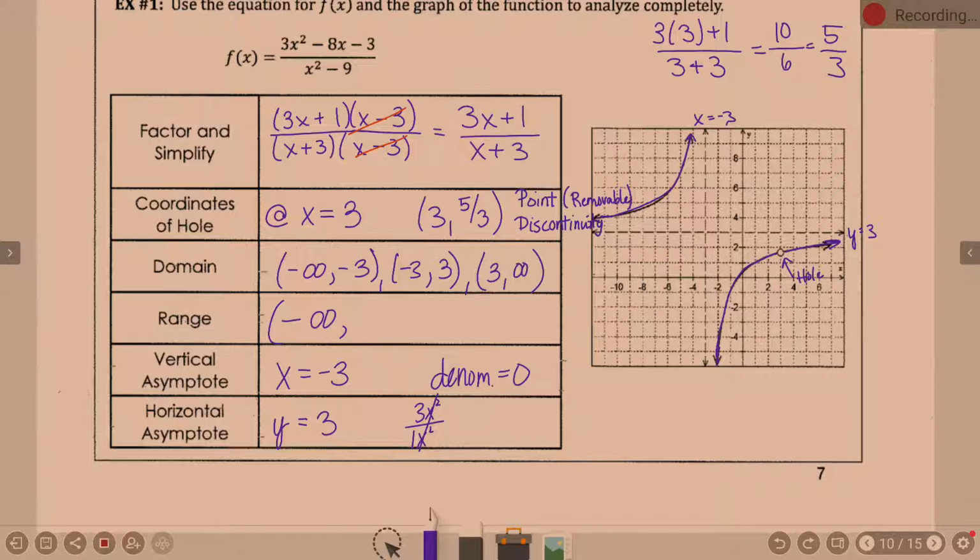Is there technically a very tiny gap right here? There is. So we can't just jump up to the asymptote. There's a hole right here, isn't there? So there's a gap at that hole. The Y value of that hole is 5/3. Try that again. So negative infinity to 5/3.